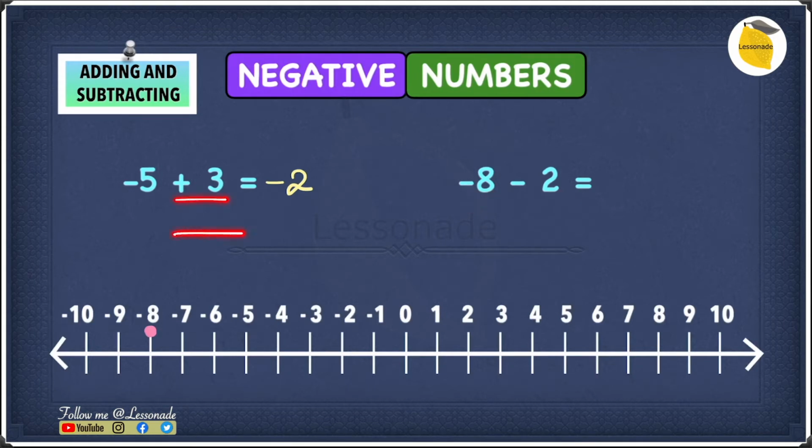So when we added 3, we moved 3 spaces towards the right on the number line. Because we're subtracting by 2, we're going to move 2 spaces towards the left on the number line. So that means 1 and 2 spaces towards the left, which means we land at -10. So that means our answer will be -10.